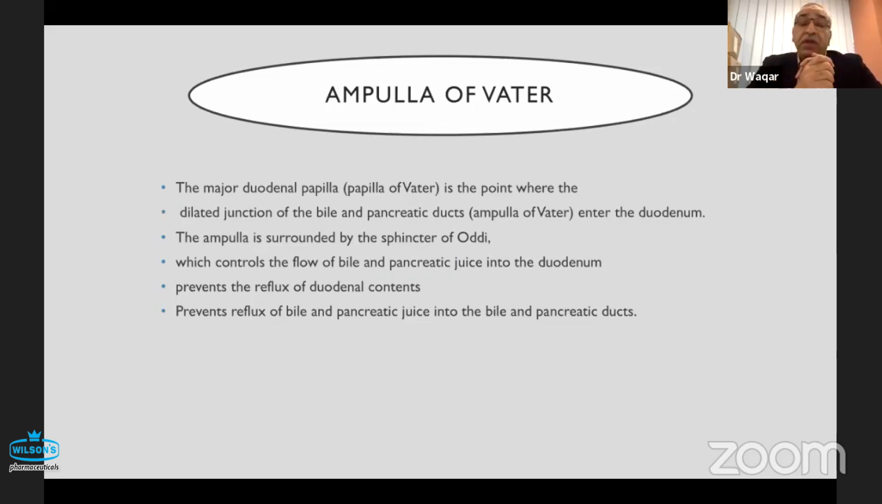The ampulla is surrounded by a band of muscle fibers. It's a specialized muscle known as the sphincter of Oddi, which you are all familiar with. The main function of the sphincter of Oddi is to control the flow of bile and pancreatic juice to the duodenum, but it also performs a very important function of preventing reflux of duodenal contents into the bile and pancreatic ducts, because if they get refluxed at the wrong time, they can cause havoc, like pancreatitis or infections like acute ascending cholangitis.